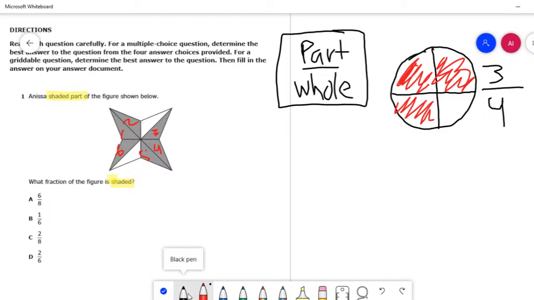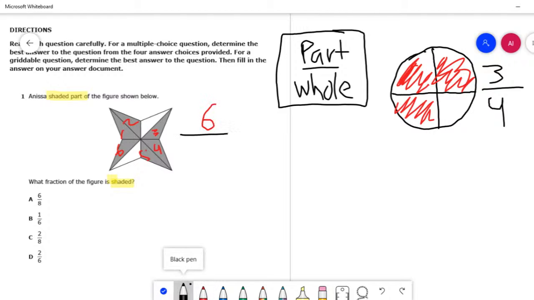We have 6 parts of the figure that are shaded. So we would put 6 as the part. Now remember, we put the fraction bar under. And then now we can count up. Let's make it a little more colorful. We'll put the numerator in red since we counted those in red.